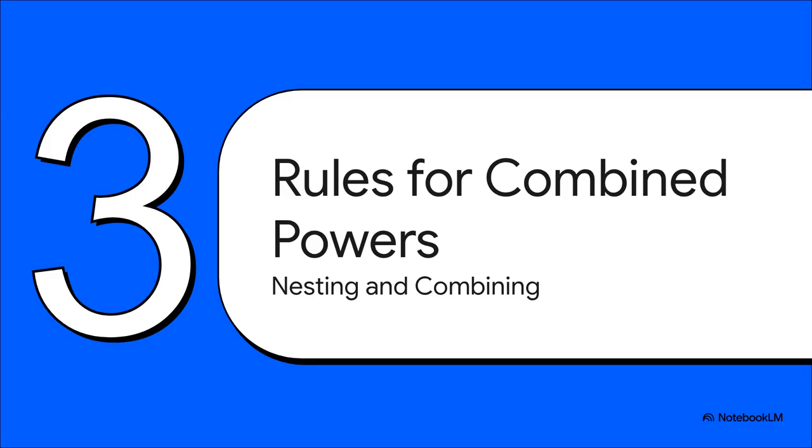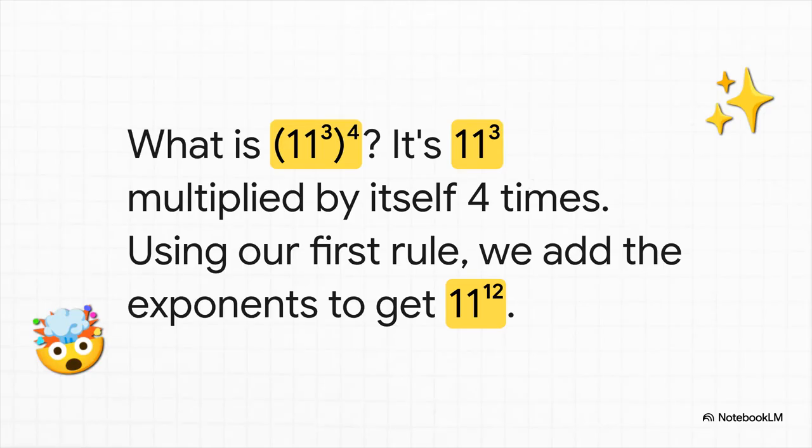What happens when we start getting a little fancier? Like, what if you raise a power to another power? So if we have 11 cubed, and that whole thing is raised to the 4th power, that just means we have to multiply 11 cubed by itself 4 times. And hey, we already have a rule for that. We just add the exponents.